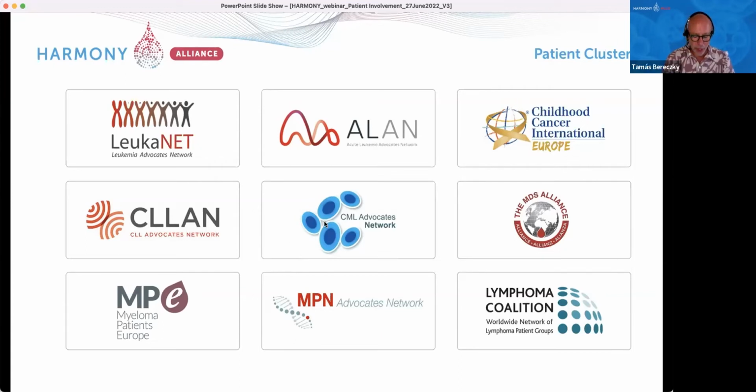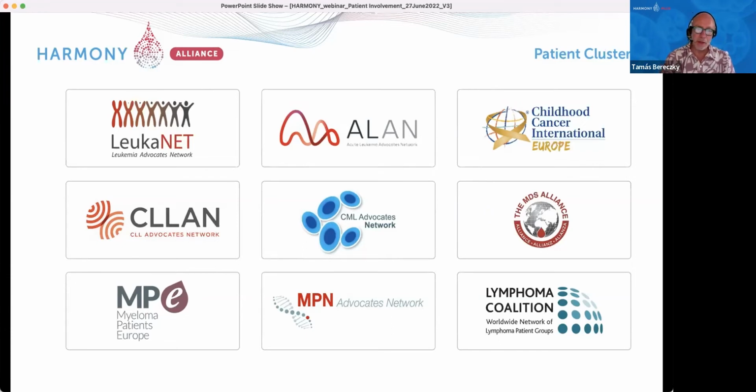The Harmony Alliance, the Harmony and Harmony Plus projects are quite unique in that when the consortium was first designed 6-7 years ago, it was already set up with full patient involvement in mind, meaning that through a hub organization, LeucaNet, the Leukemia Advocates Network, these patient organizations, LeucaNet and the other 8, have been actively involved in the work of Harmony as full consortium partners.